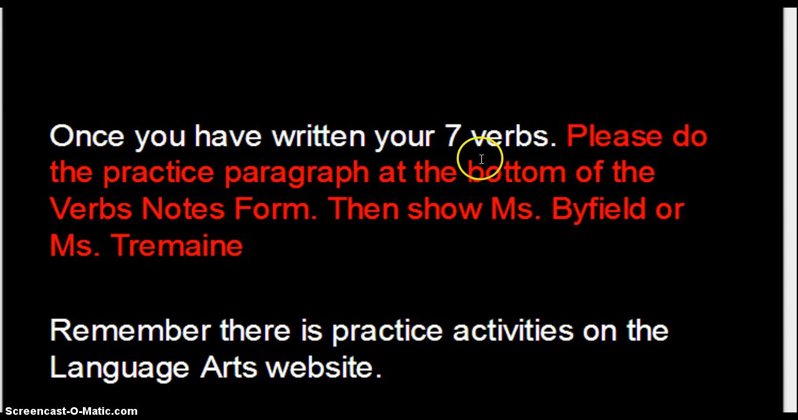So once you have written your 7 verbs, please do the practice paragraph at the end of the verb notes form. Then show Miss Byfield or Miss Tremaine to check them off. Remember, there are practice activities on the Language Arts website to help you with verbs. Sometime this week, you will be having a final assessment.